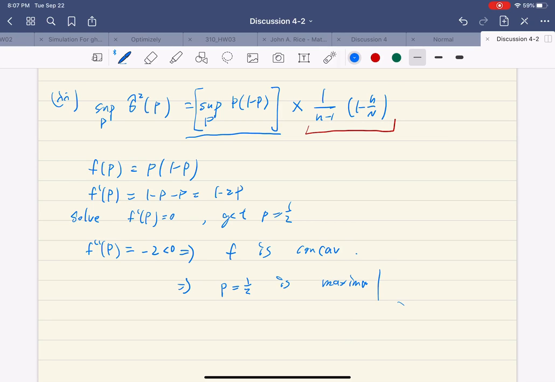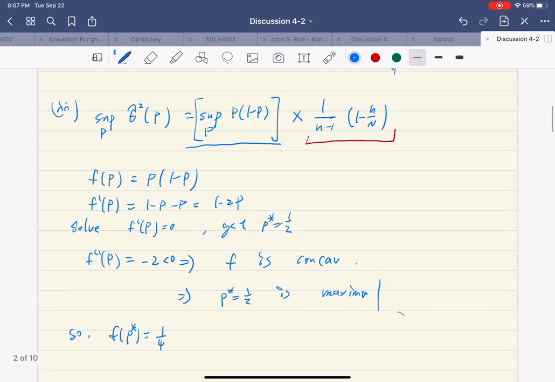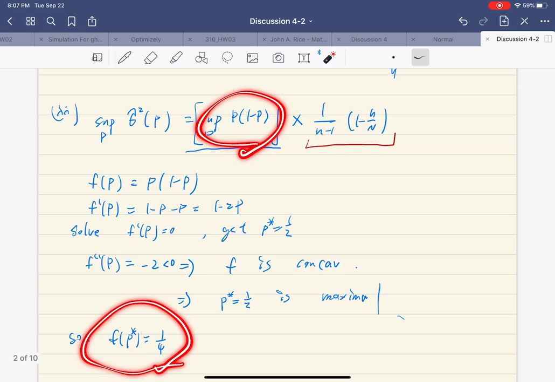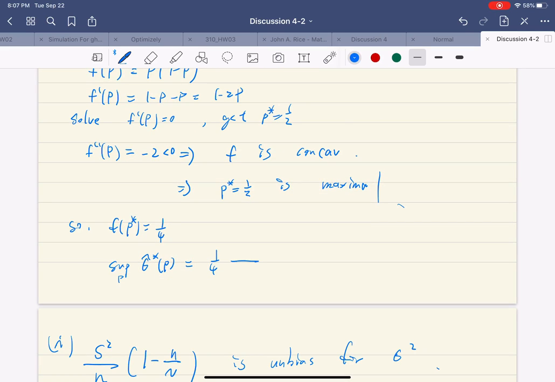Okay, so f of p star, I say this is p star, equals 1 over 4. So if we plug this in here, we can get the supremum. So the supremum of this is equal to 1 over 4 times the constant, which is 1 over n minus 1, times 1 minus n over big N.